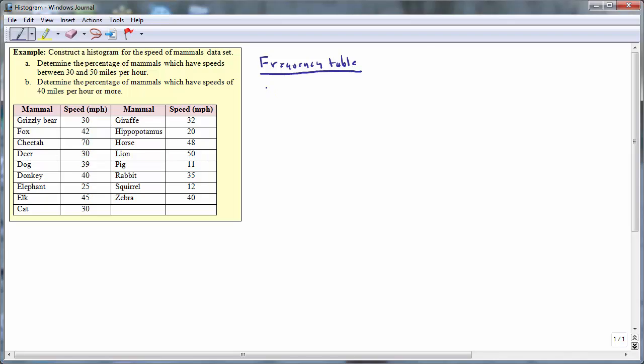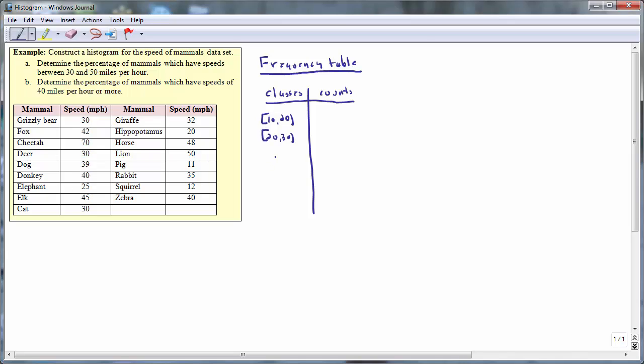Now I'm going to create the table. My first column is called classes. The second column is called counts. My first class will be from 10 to 20 miles per hour. So all the speeds between 10 and 20, including 10, but not including 20. And then from 20 to 30 miles per hour. So this second interval will include all the speeds from 20 to 30, including the 20, but not the 30.